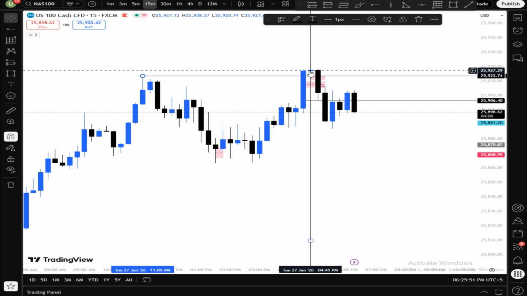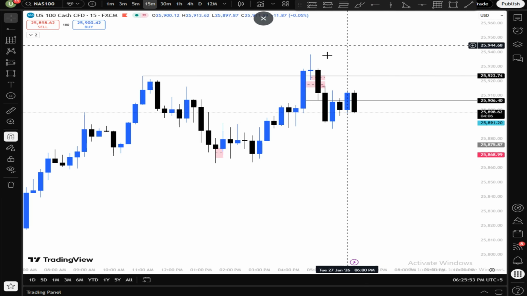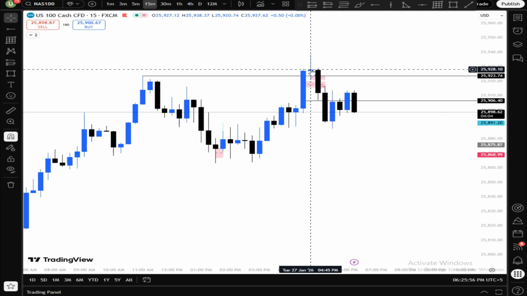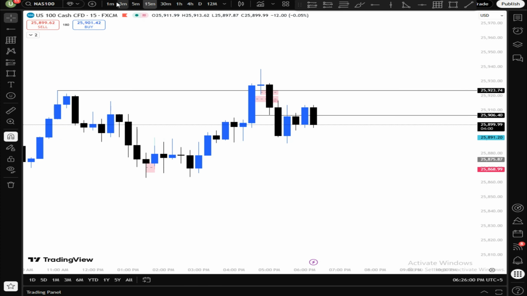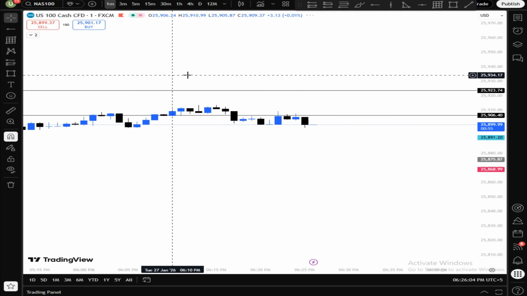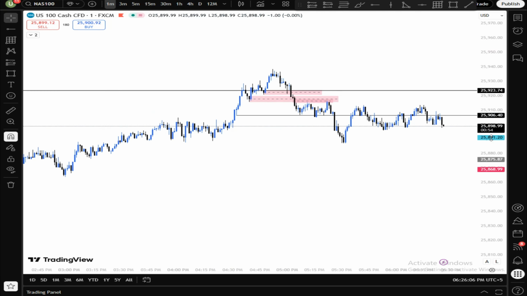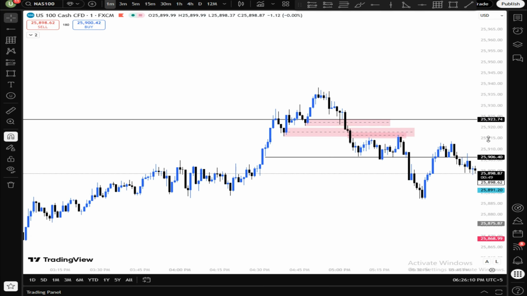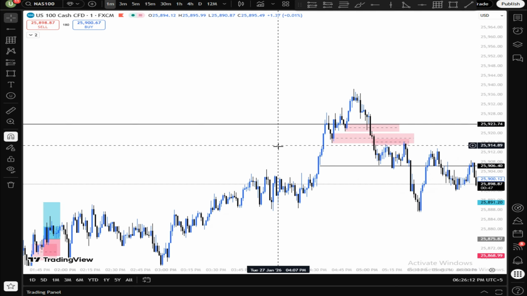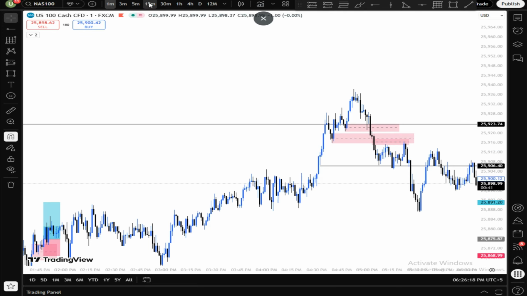This was the high, and at 4:45 the market took this high. So that was my confluence to look for a trade, and so we come to the lower time frame, and we also know that SPX and US 100 are correlated. So let us look at SPX.